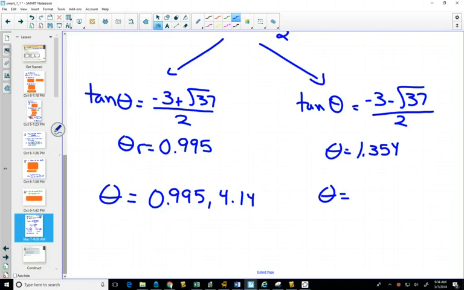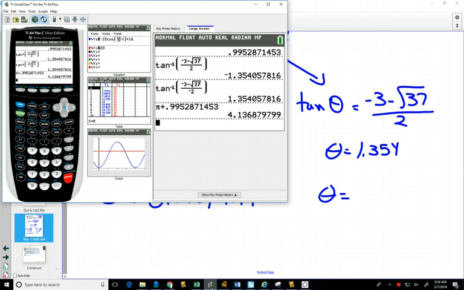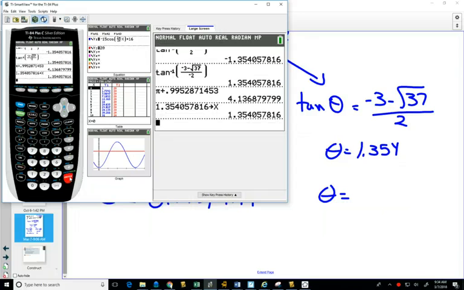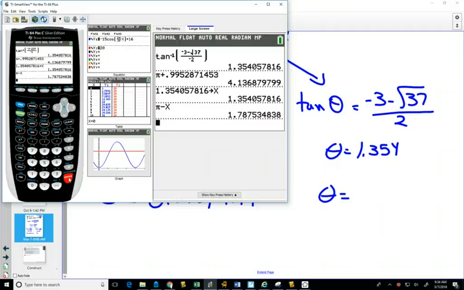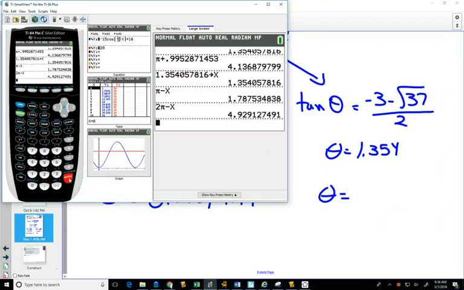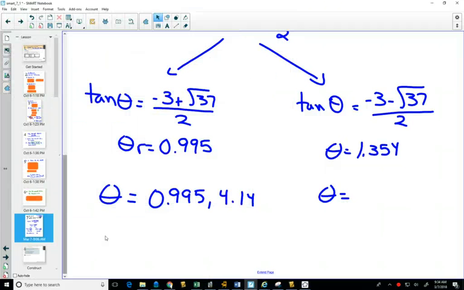And over here, tan is negative, so you would be looking in quadrants 2 and 4. I'm going to go back to this reference angle and store it as x. So in quadrant 2, it would be pi minus x. In quadrant 4, it would be 2 pi minus x. So 1.79 and 4.93.